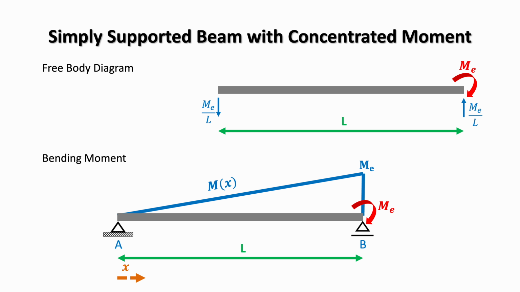Because there are no distributed loads, the bending moment varies linearly along the span. It starts from 0 at A and increases steadily to the value of ME at B. This linear variation confirms that the bending moment at any point along the beam can be written as a simple function of position, and in the next step, we will use this expression directly.